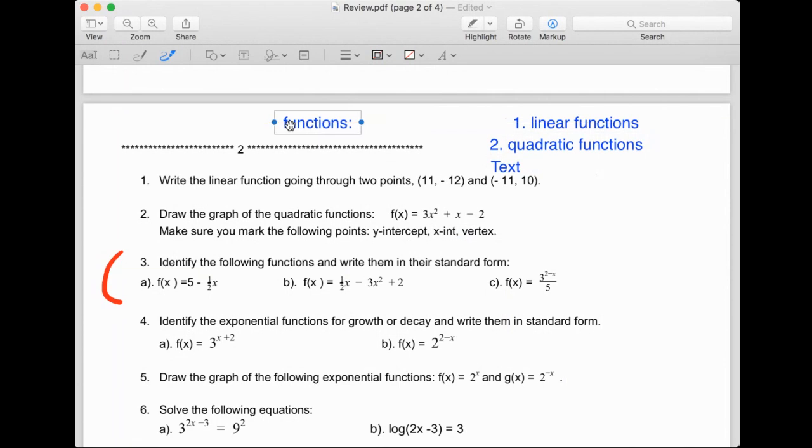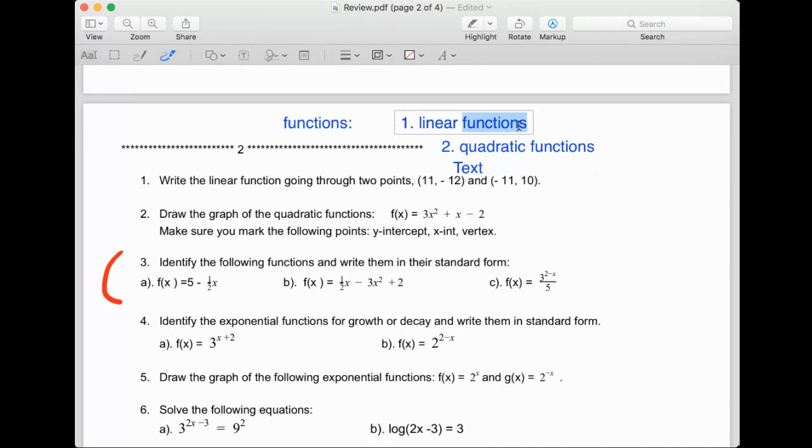Also, let's think about the standard form. What is the standard form for linear functions? y equals mx plus b. We could use f of x or y equals mx plus b. For quadratic functions, it's something like a times x to the power of 2, ax squared plus bx plus c.